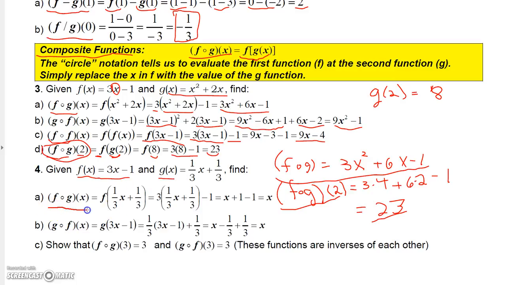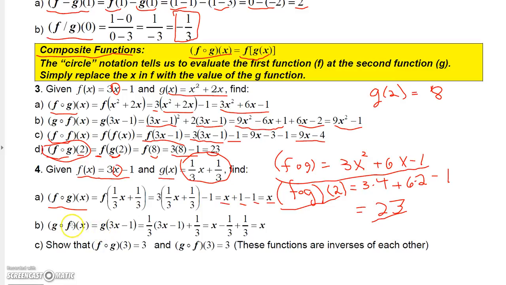Let's compose f with g. So I'm going to take this x and replace it with this function here. So instead of 3x, I'm going to have 3 times that function, and then of course the minus 1. Well, when you multiply that, 3 times 1/3 x is x, 3 times 1/3 here is 1, and then you've got the minus 1, so you just get x.